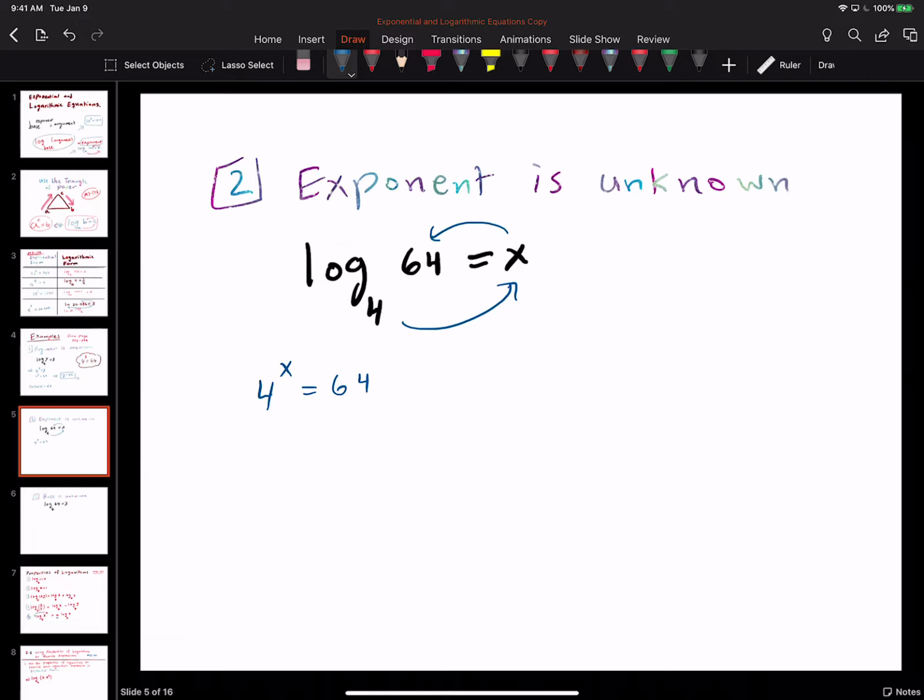But we know that 64 comes from 4 times 4 times 4. So I could say 4 to the power x on the left, leave it as is. Right hand side, it's 4 to the power 3. Comparing the exponents, since the bases are the same, we end up with x equals 3. So x equals 3 and we are done.